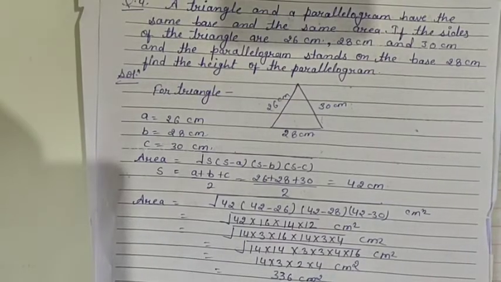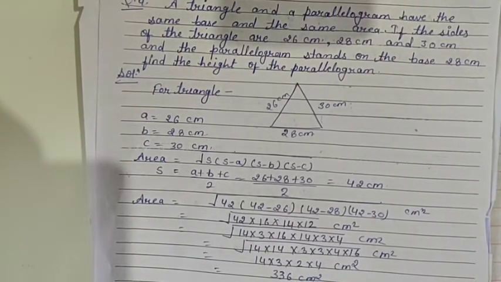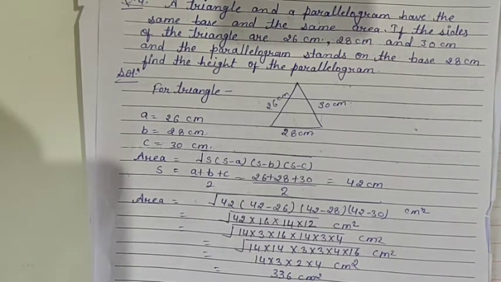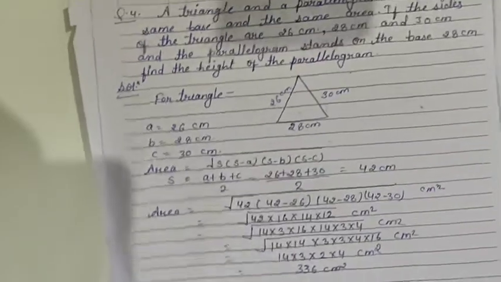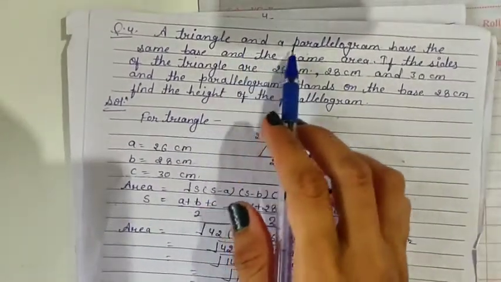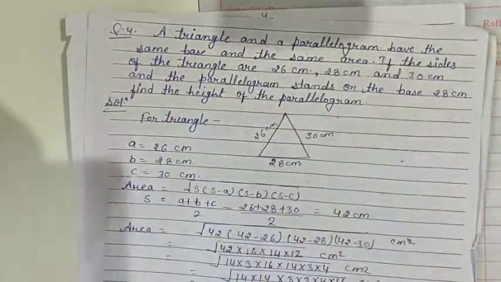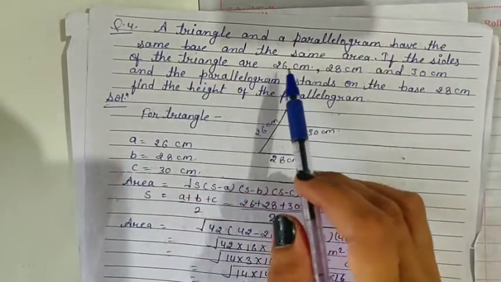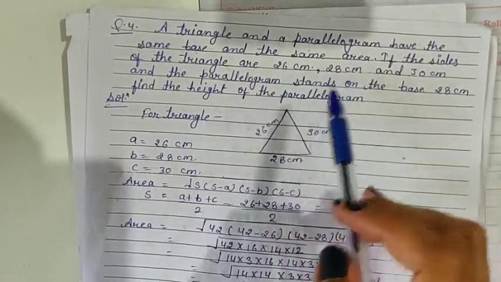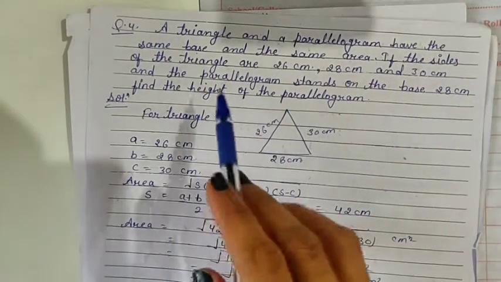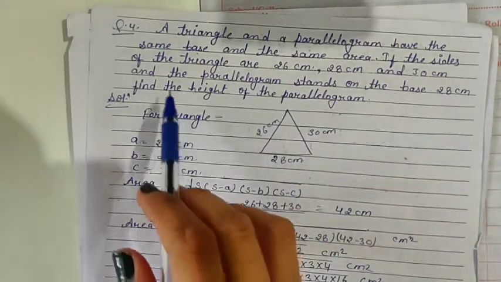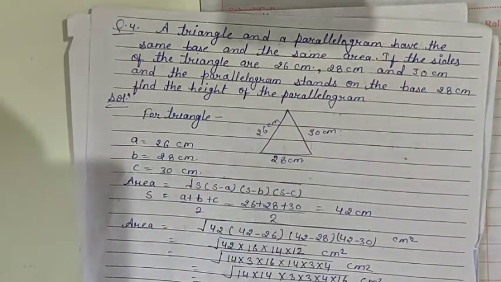Hello students, we were doing our chapter Heron's formula and today I will discuss question number 4 and question number 5 of your exercise 12.2. So our question number 4 is: a triangle and a parallelogram have the same base and the same area. If the sides of the triangle are 26 cm, 28 cm and 30 cm and the parallelogram stands on the base 28 cm, find the height of the parallelogram.